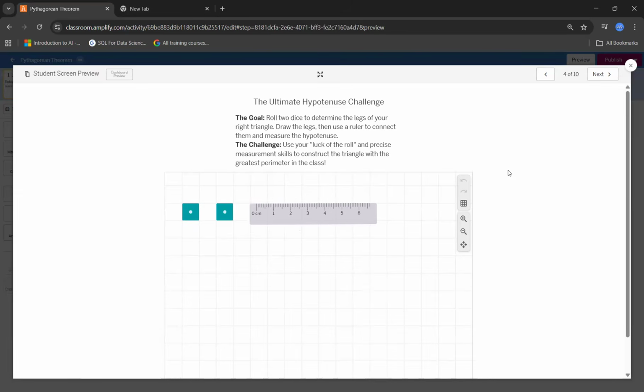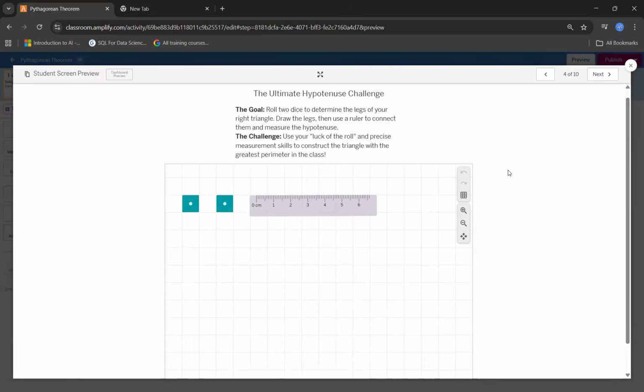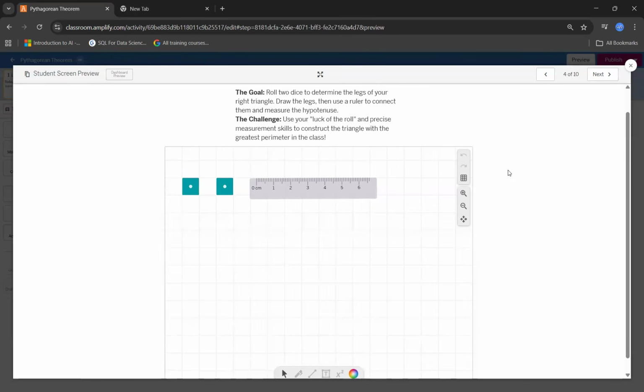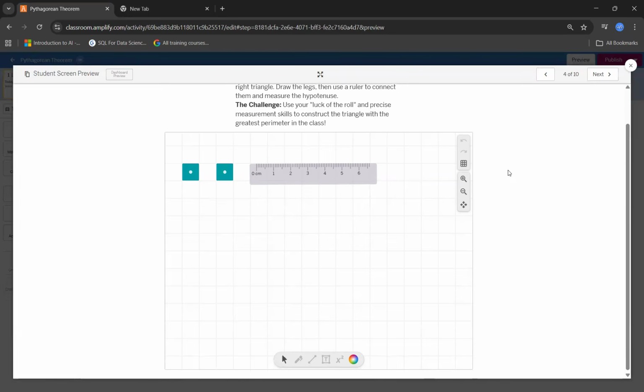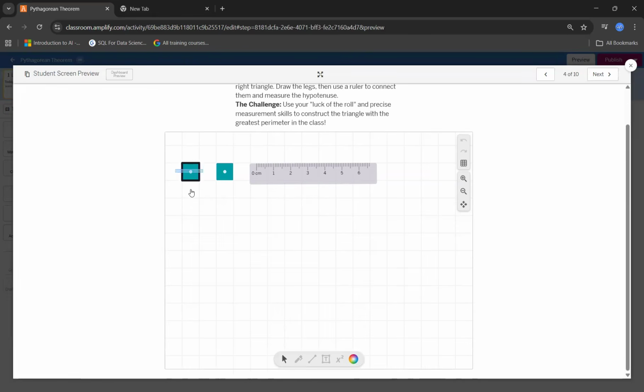What do we have here? The ultimate hypotenuse challenge. The goal is to roll two dice to determine the legs of your right triangle. Draw the legs, then use a ruler to connect them and measure the hypotenuse. The challenge: use your luck of the roll and precise measurement skills to construct the triangle with the greatest perimeter in the class. Oh, so let's check our luck. Let's roll the dice.